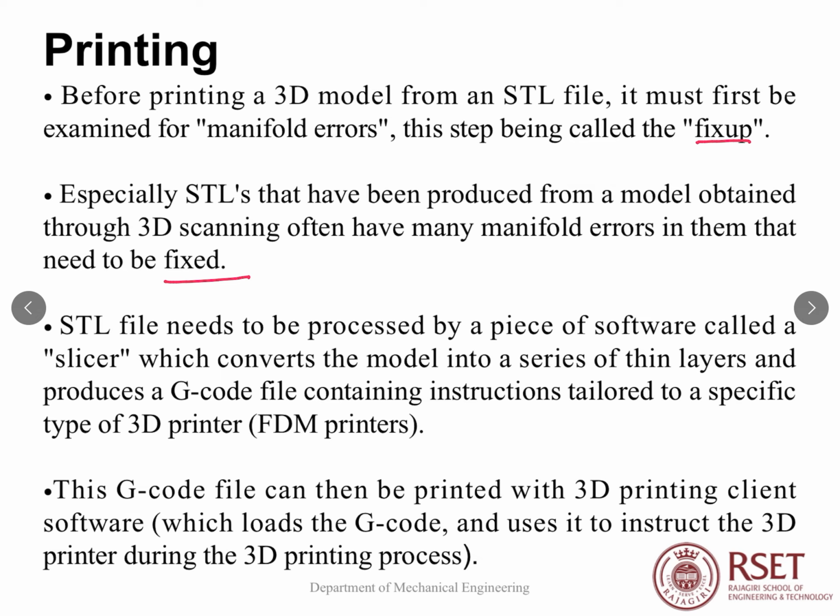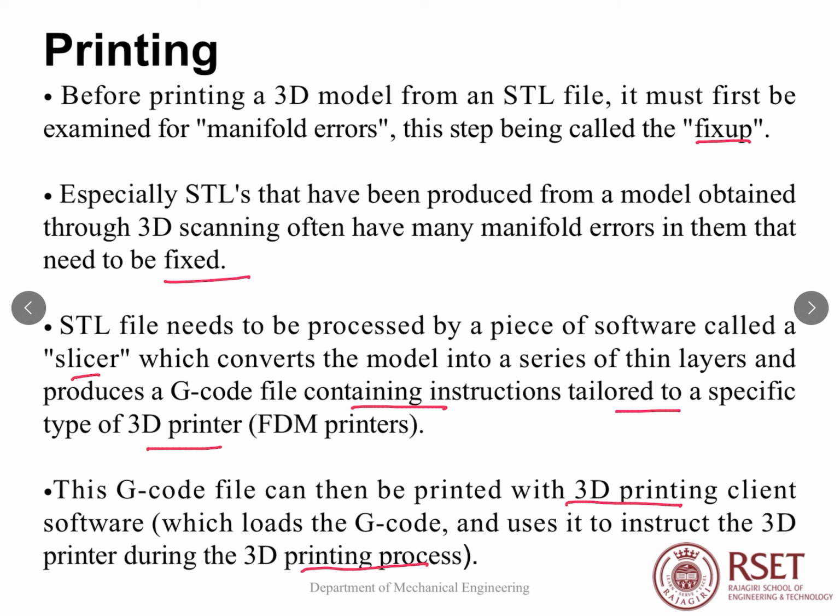The STL file needs to be processed by a piece of software called a slicer, which converts the model into a series of thin layers and produces a G-code file. It produces a G-code file containing instructions tailored to a specific type of 3D printer. This G-code file can then be printed with 3D printer client software, which loads the G-code and uses it to instruct the 3D printer during the 3D printing process. So that's about 3D printing.